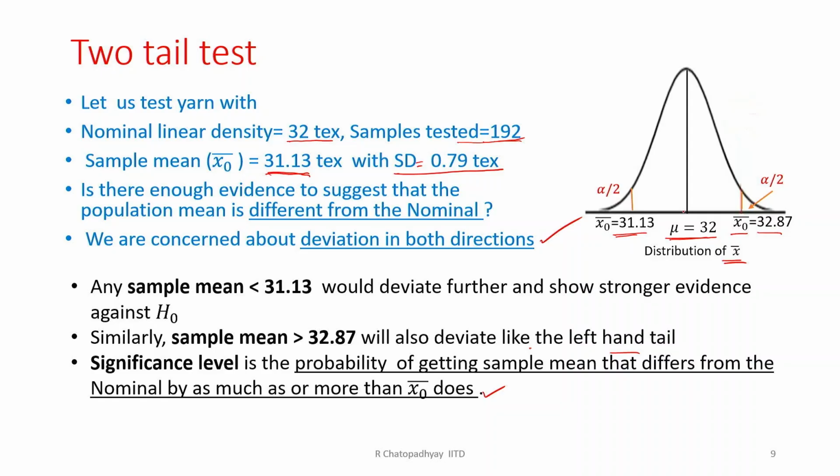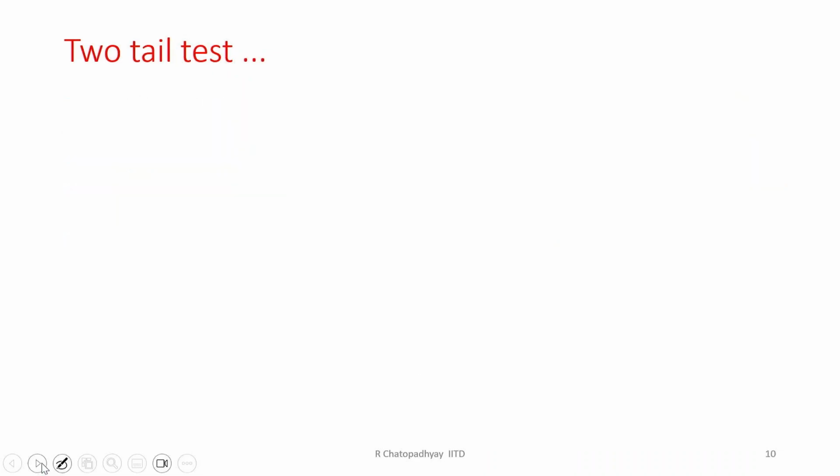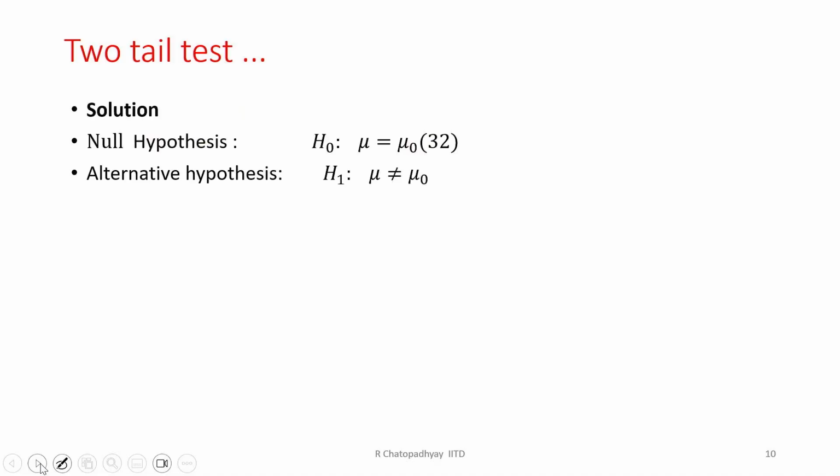So in this case, how do I write the null hypothesis and alternative hypothesis? Null hypothesis will be mu is equal to mu 0, where mu 0 is 32. That is the nominal mean the machine is supposed to produce. An alternative hypothesis is mu is not equal to mu 0.